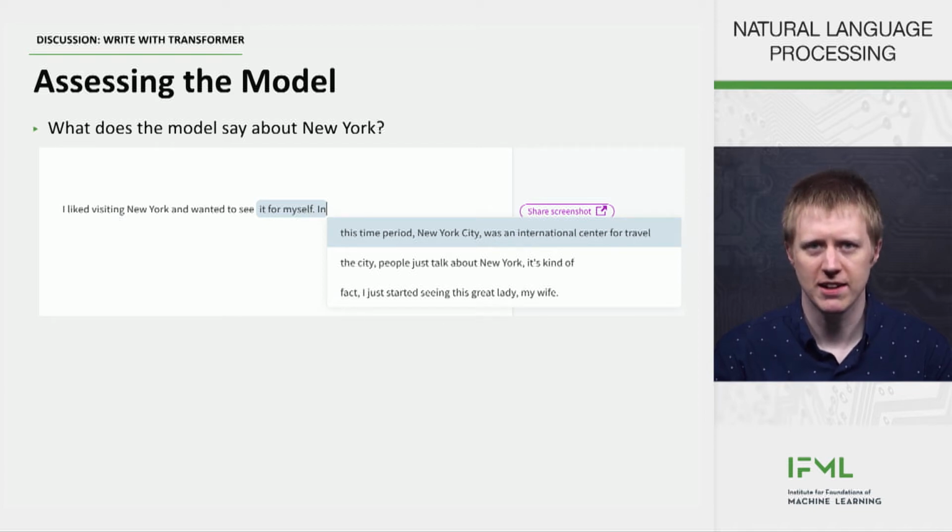New York's a big city. It's sort of a center. And you can see some other completions here that also kind of make sense, but are also sort of weird.